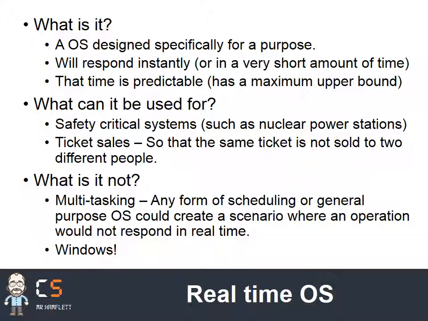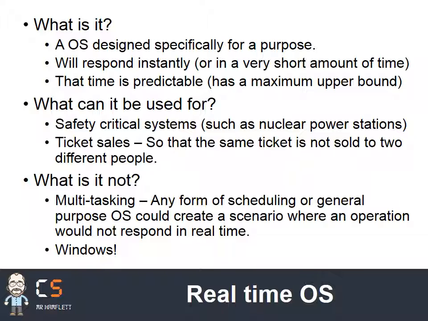Let's look at them. The first one's real-time. A real-time operating system is an OS designed specifically for a purpose. This purpose is going to be very specific, and I'll get into that in a second. The other key part is it's going to respond instantly or in a very short amount of time. That amount of time is going to be bounded, very quick, and predictable. So we know it's always going to respond within a certain amount of time.